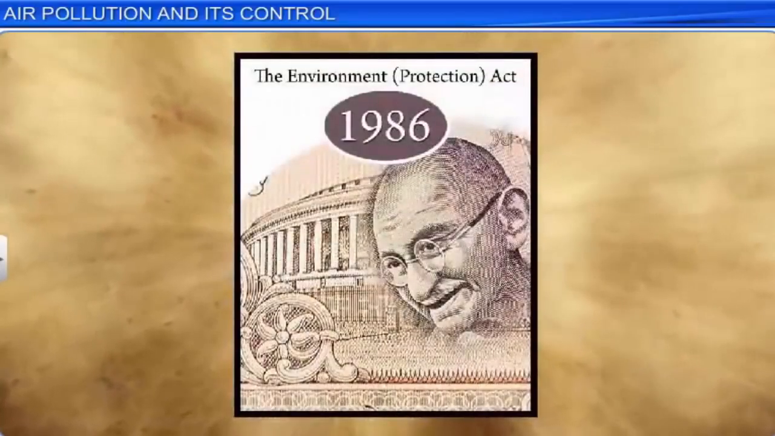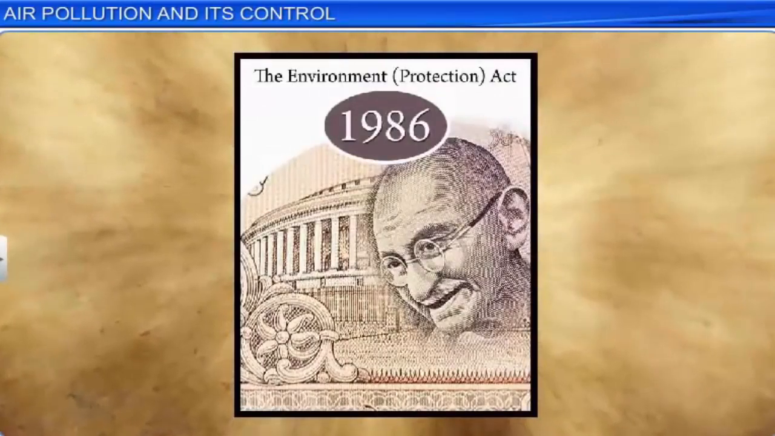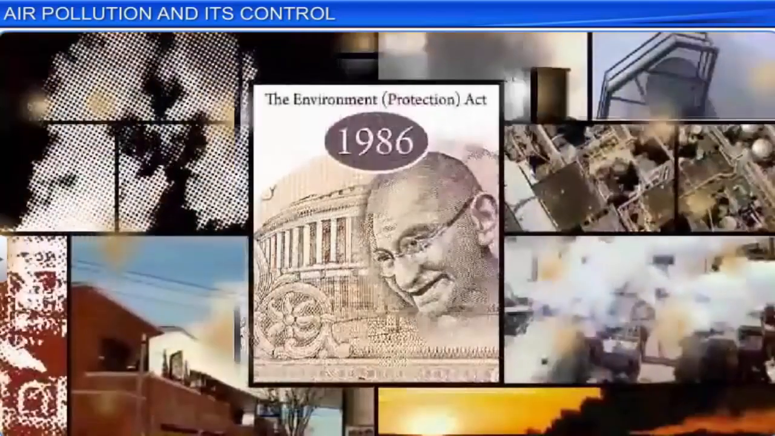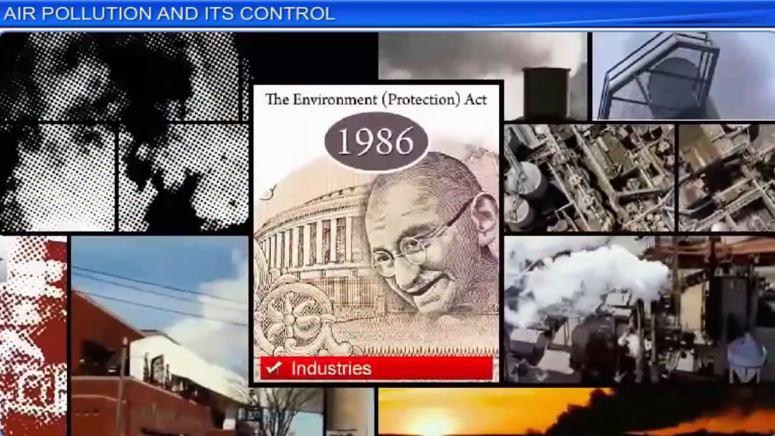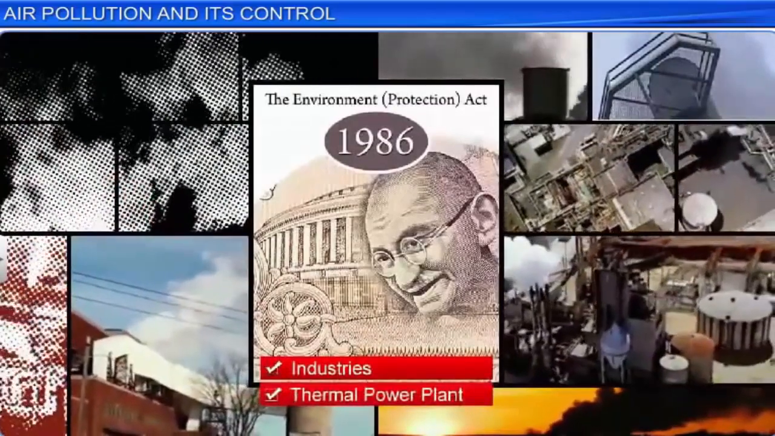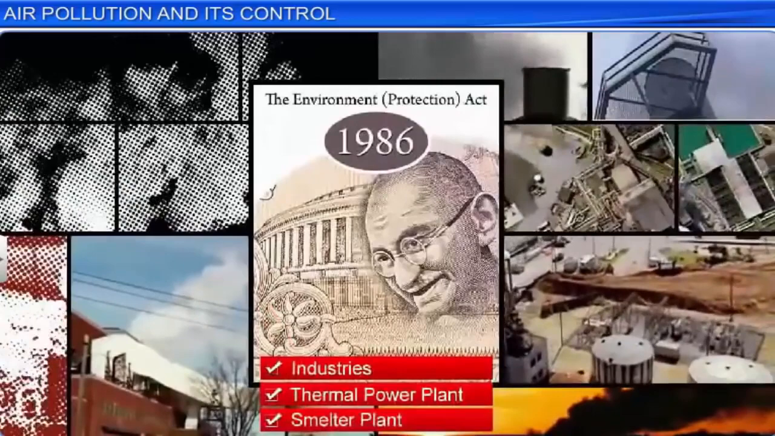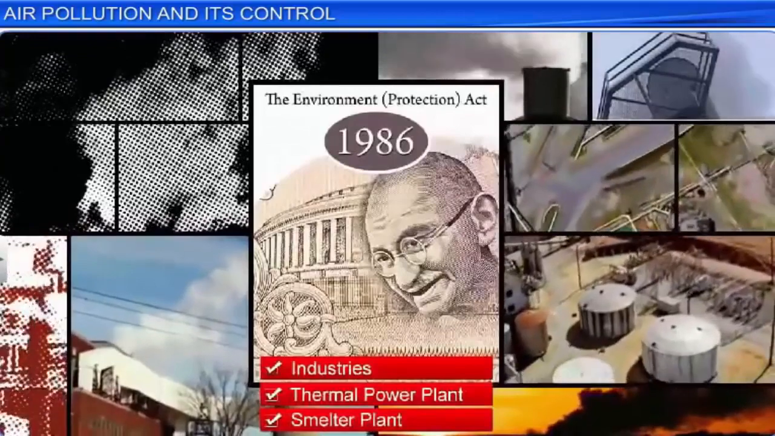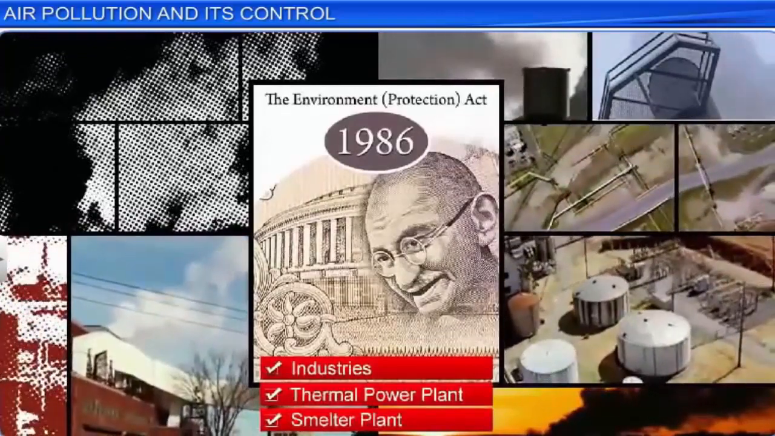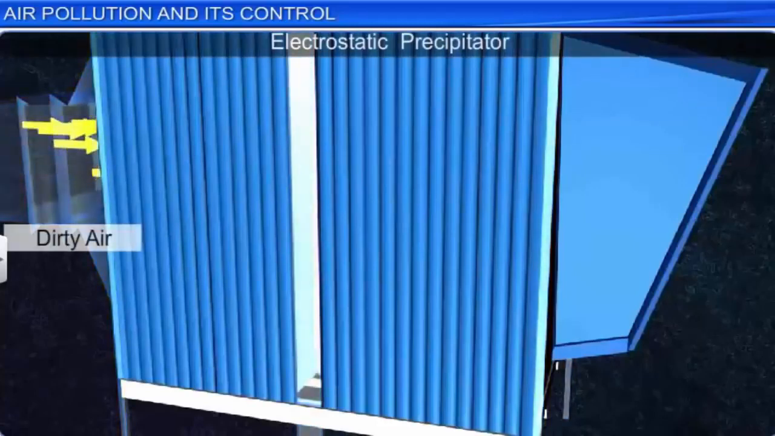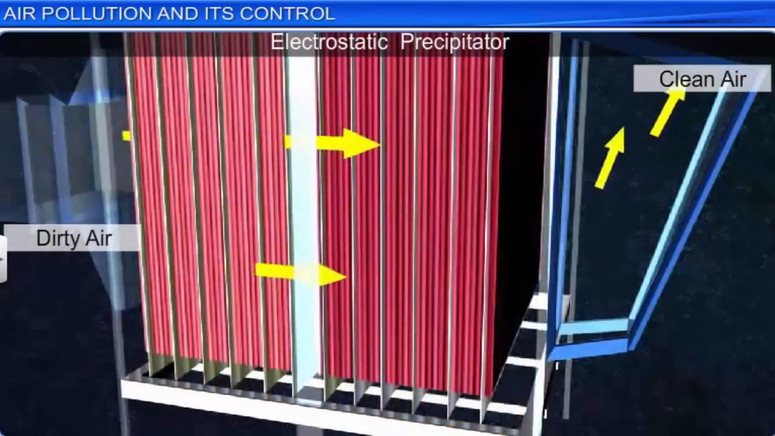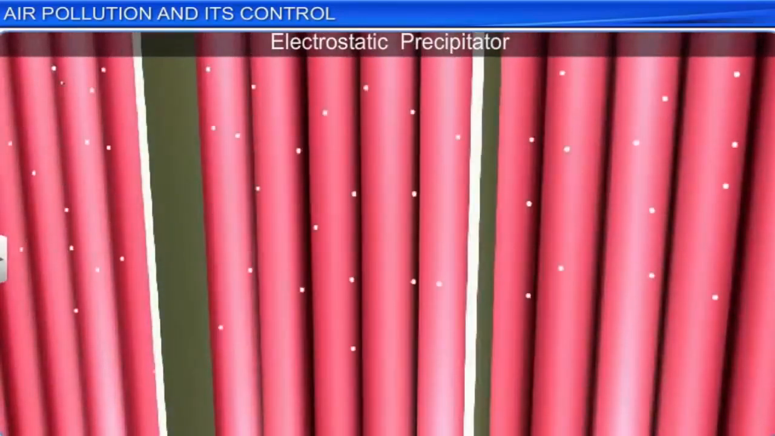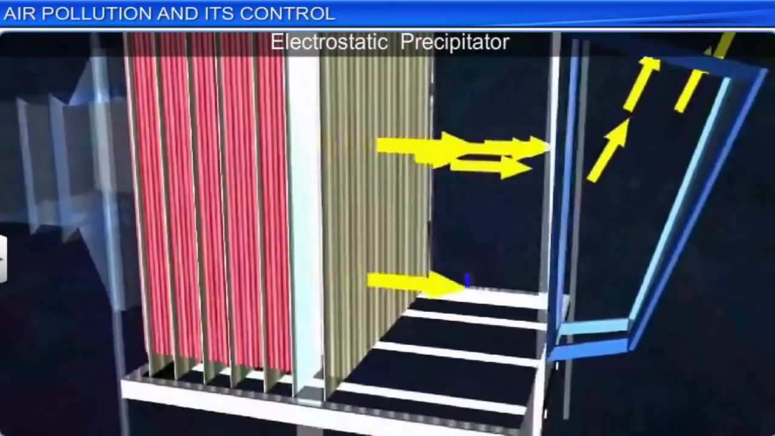In 1986, our government passed the Environment Protection Act with a view to take preventive actions to control environmental pollution. This act made several industries and smelters adopt various methods to separate or filter particulate and gaseous matter that were released into the atmosphere through their smokestacks. One of the most widely used methods to filter particulate matter uses an electrostatic precipitator, which is capable of removing over 99% of particulate matter present in industrial exhaust.